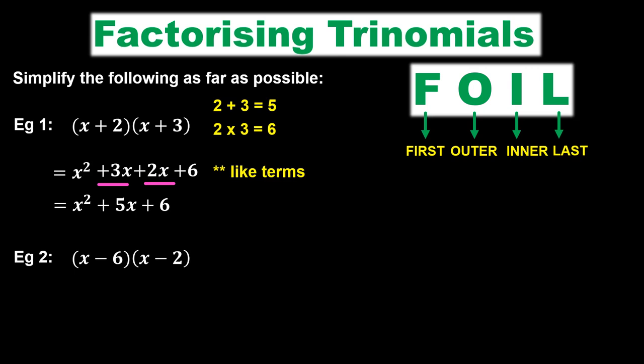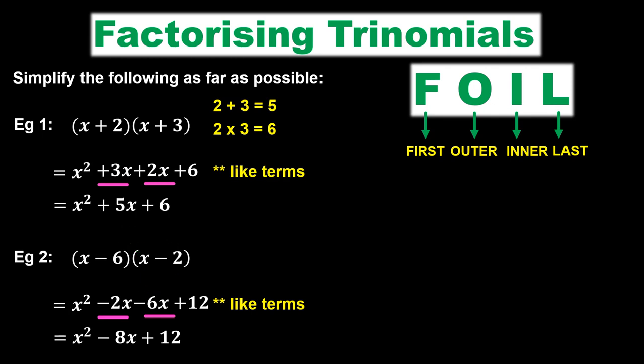In example 2, we've got x minus 6 and x minus 2. My first terms will give me x squared, then minus 2x. My inner terms will give me minus 6x, and my last terms will give me plus 12. If I add those like terms, we end up with minus 8x in the middle. Now let's just have a look. If I start with that trinomial and work my way backwards, what happens? Well, minus 6 and minus 2, so minus 6 minus 2 will give me minus 8. And then minus 6 times minus 2 gives me positive 12.